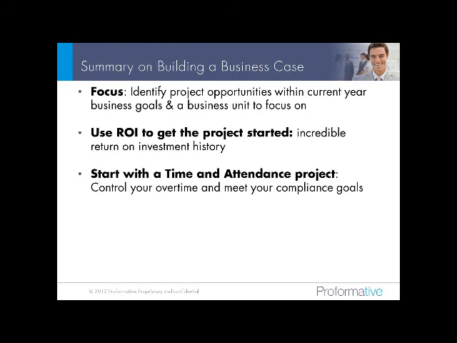In this instance, if you can control your overtime and meet your compliance goals with just implementing one of these strategic pillars, you can save up to 4% of your payroll. That's published by the American Payroll Association as a number that they have calculated over the years of surveying organizations that have implemented a system like this.